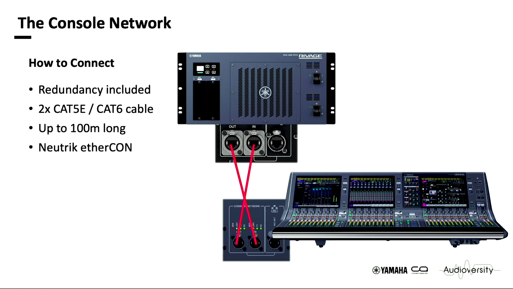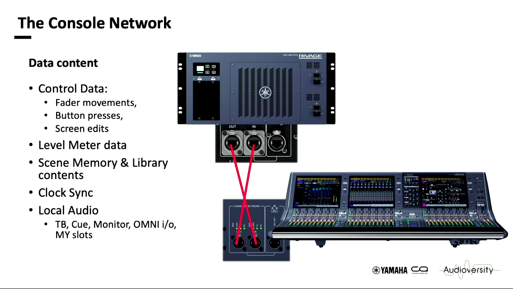Now, this cable carries control data, so the DSP engine knows when you're moving faders or pressing buttons or touching the screen. And level meter data is brought back from the DSP engine to the console to display on the screens and on the surface. When you first connect the devices together, they synchronize their scene memories and library contents, so one device backs up the other one. And we carry clock synchronization, so word clock is transmitted through these cables as well.